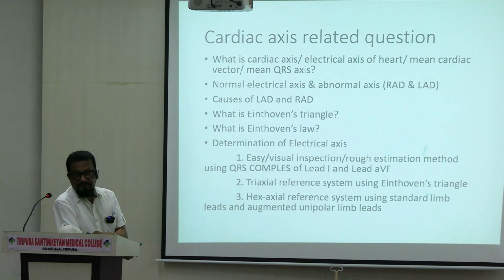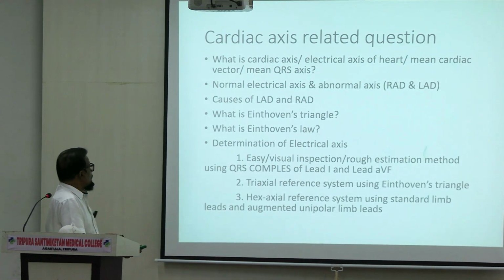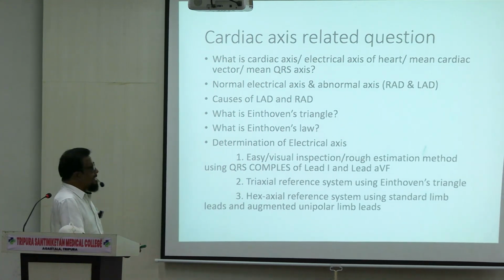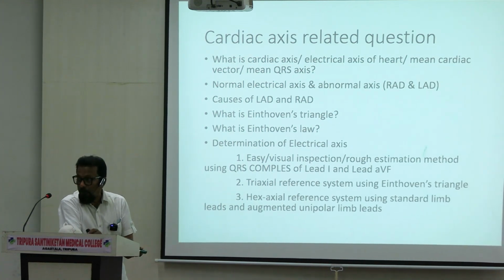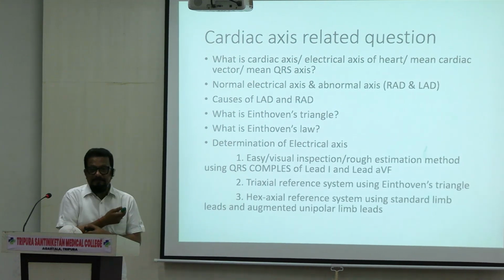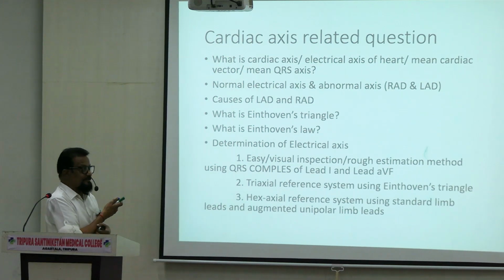RAD stands for right axis deviation, LAD stands for left axis deviation. Causes of LAD and RAD. And what is Einthoven's triangle? Important questions. What is Einthoven's law? Again, how is the electrical axis or cardiac axis or QRS axis determined?